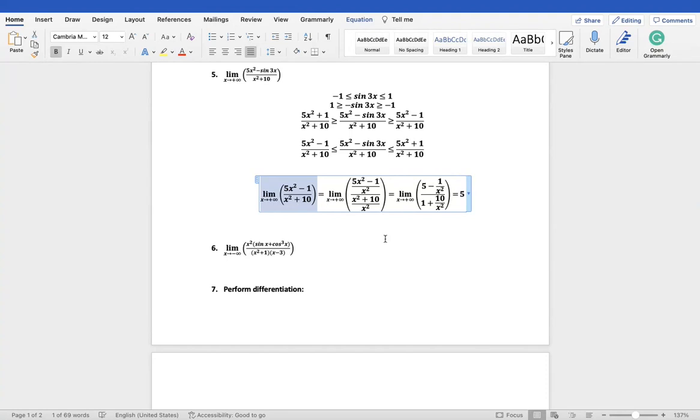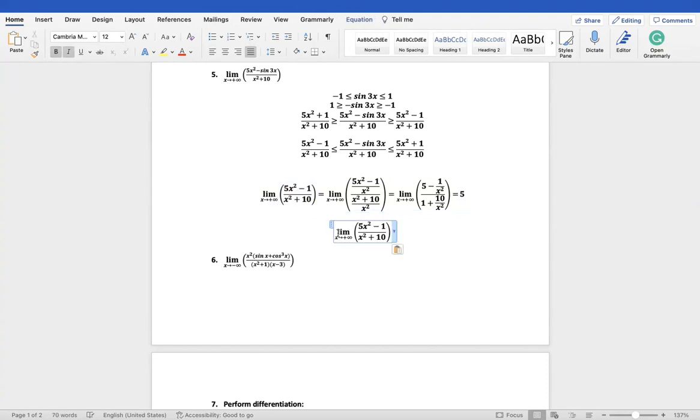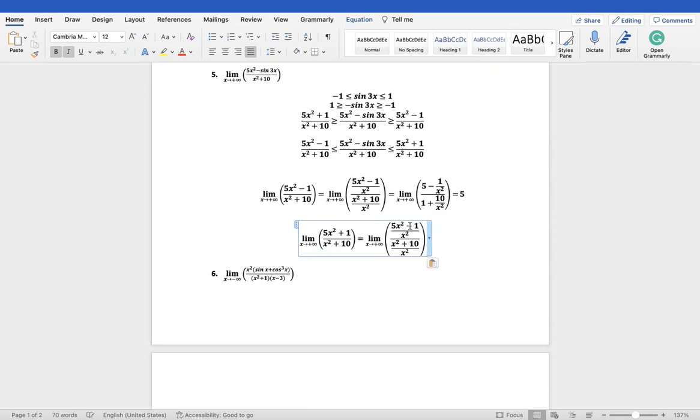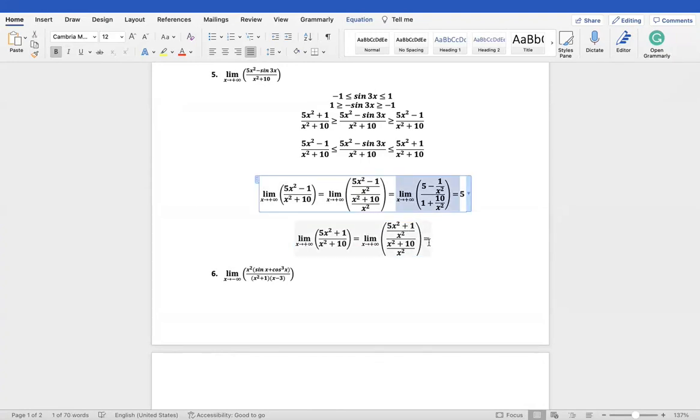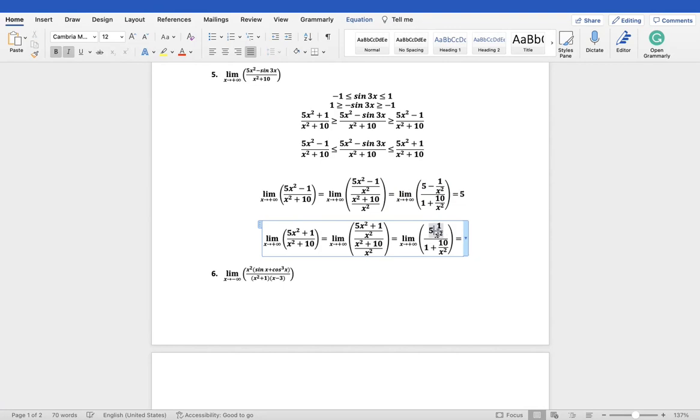So now let's find our second limit. Our second limit is of the function on the right-hand side now. So let's do the same. Again, x squared is the highest degree on both the numerator and the denominator, so you divide by x squared everywhere. And what you get is this.